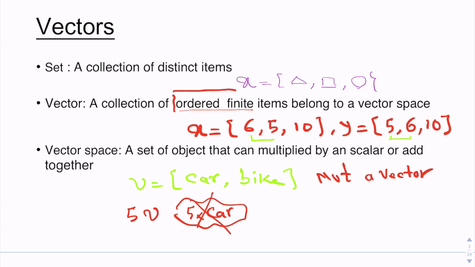If we define a vector space in which we can have multiplication and also addition, then that vector space, even though its elements are not numbers, could also be a vector. However, we should first define these two properties. So this is what a vector is, and what the difference between a vector and a set is.